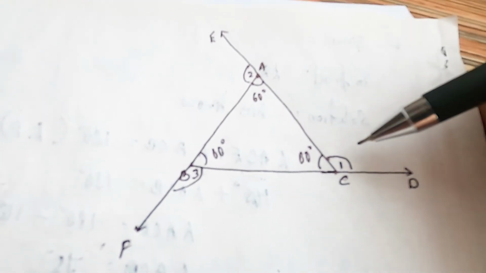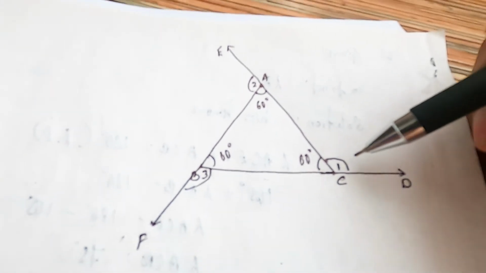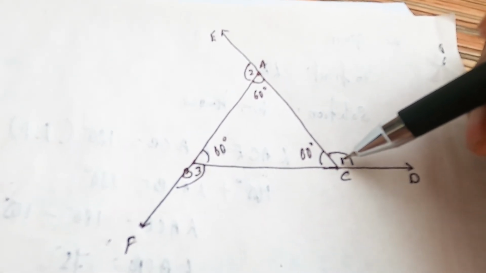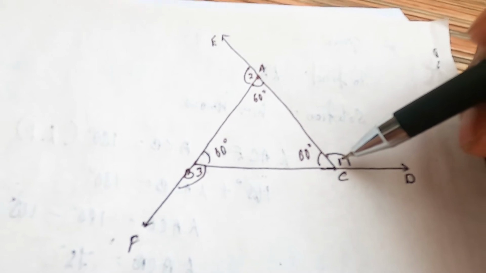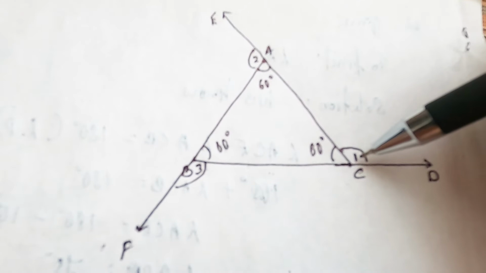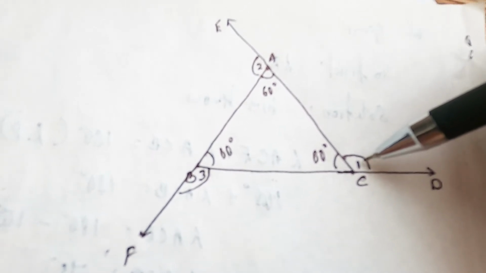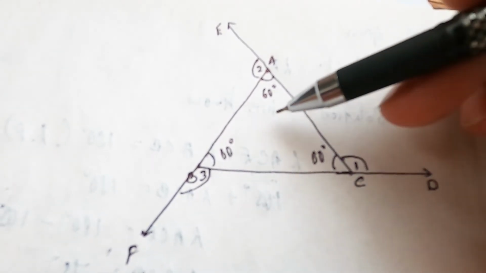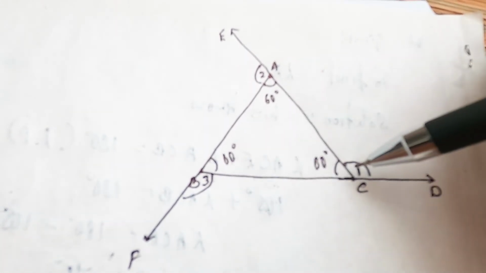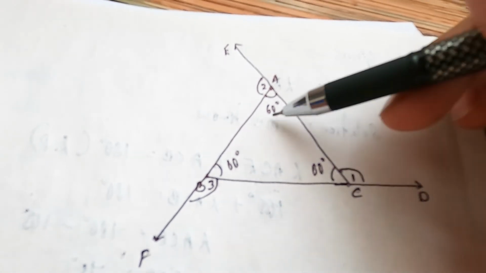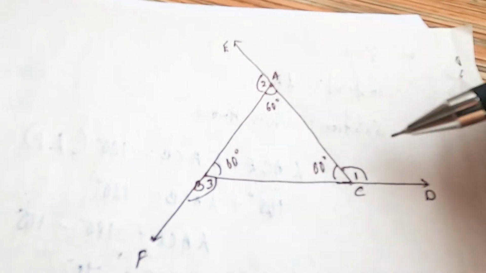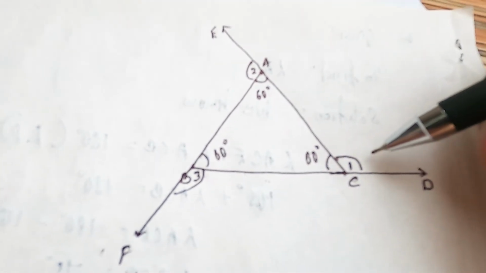So in this case there are two ways in which you can find the measurement of the exterior angle. Number one is you can use the formula. Exterior angle of a triangle is equal to the sum of two opposite interior angles. All right, so it will be this one. This one will be very simple. So 60 plus 60 will be 120. So therefore in this case measurement of angle 1 will be 120.